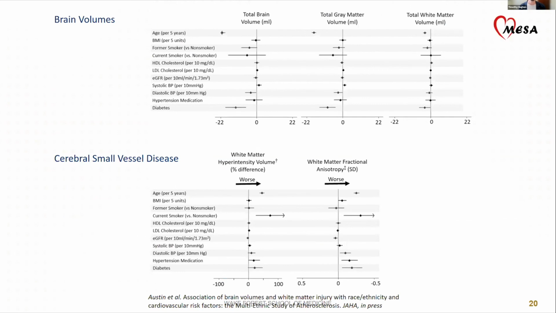When we take a look at some of the determinants of brain volume and small vessel disease in the brain, what you notice across the top panel is that, as you would expect, brain volumes go down per 5-year increments in age, and is also significantly lower among individuals who have diabetes.